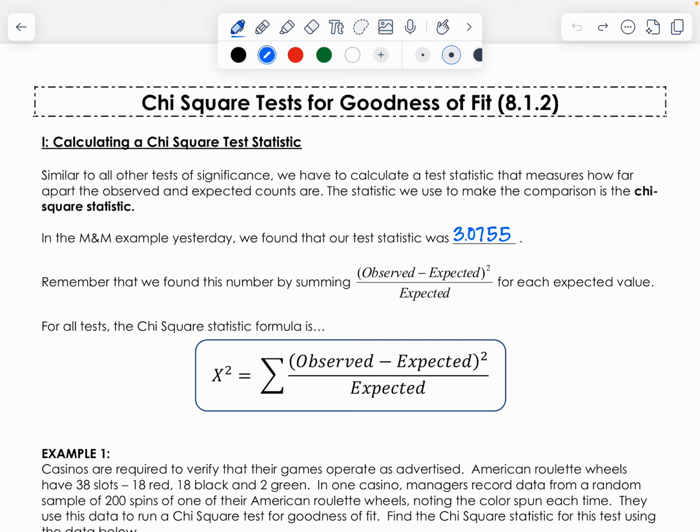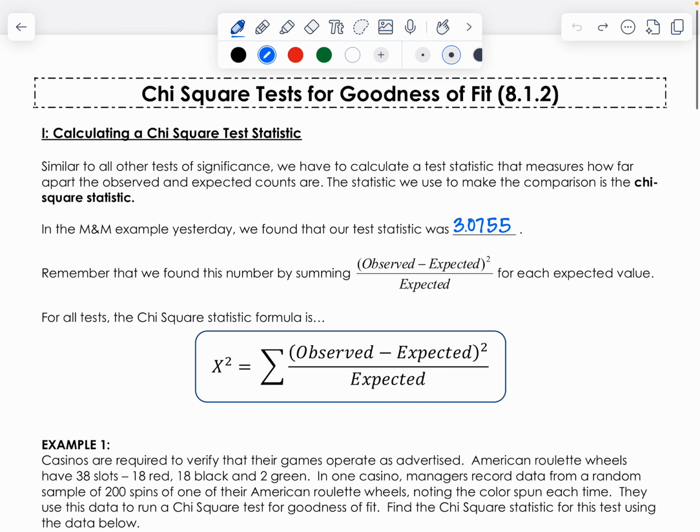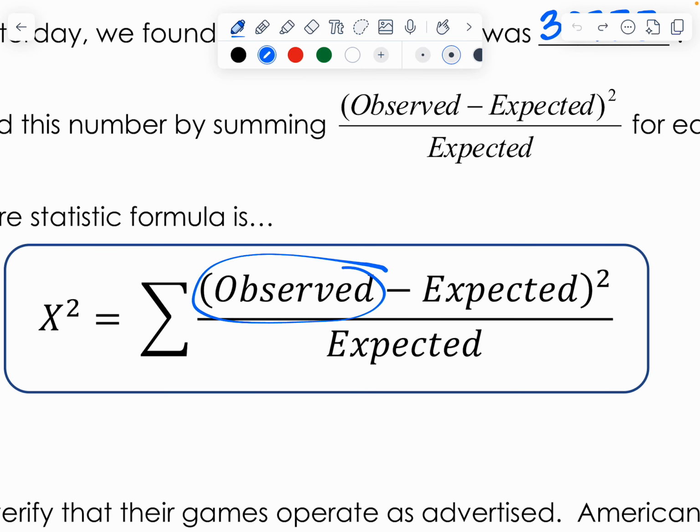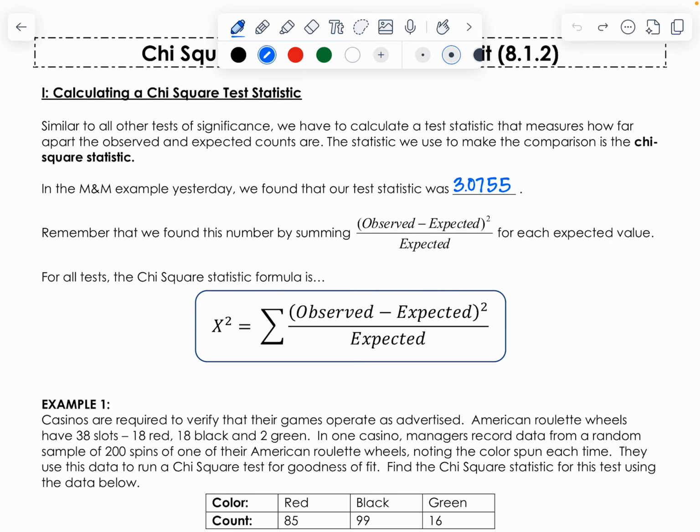And remember, the very first thing we did was fill out that big table, which sort of helped us in an organized way calculate our test statistic, which ended up being 3.0755. Now that test statistic is what we found when we took the sum of all observed values from your sample minus the expected values, like the values you would expect to get in your sample based on the claimed percentages, divided by the expected values again, right? And that is on your formula sheet.